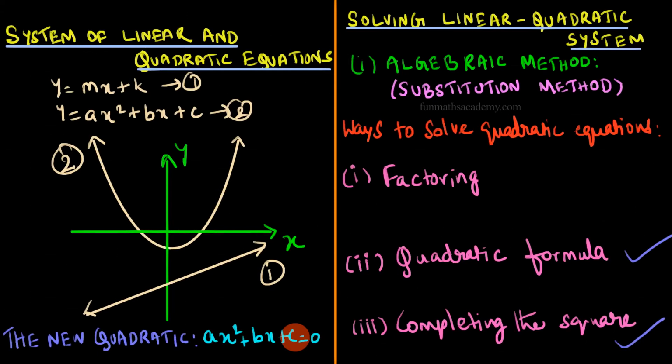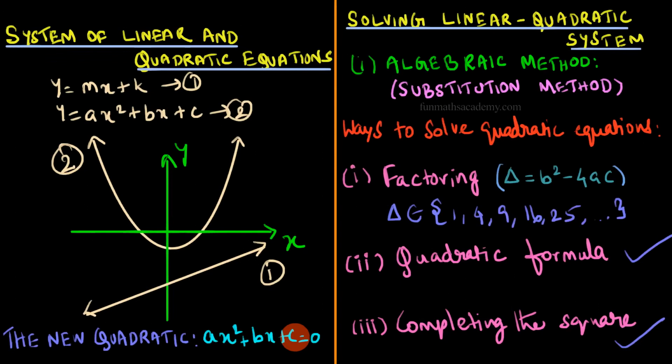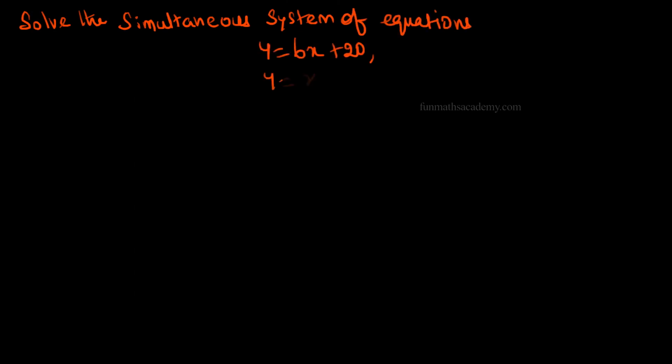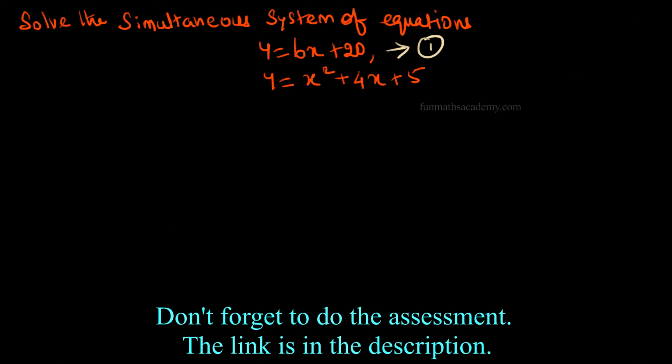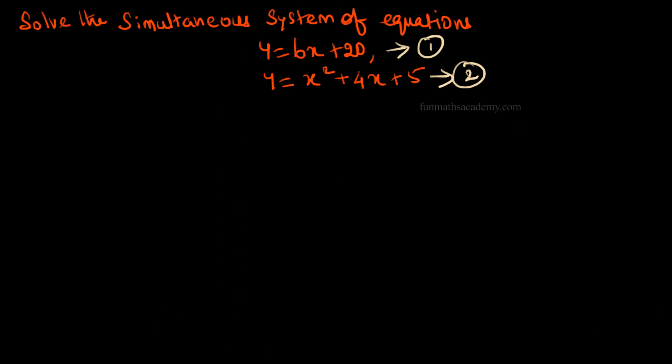Now, to figure out whether we can use factorization method to solve this equation or not, we have to find the discriminant. If the discriminant ends up to be a perfect square, then factorization method can be used here. Okay then, let us now see how to solve this simultaneous equation. Here, y is equal to 6x plus 20 is a linear equation and y is equal to x squared plus 4x plus 5 is a quadratic equation.